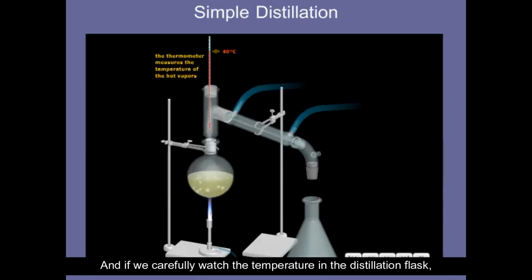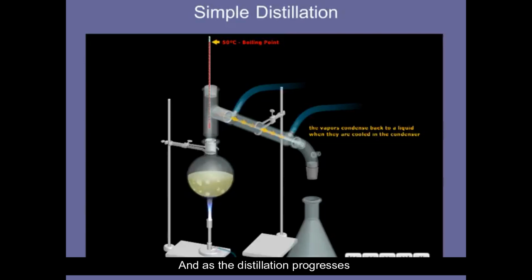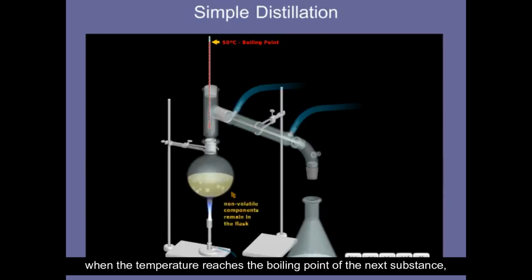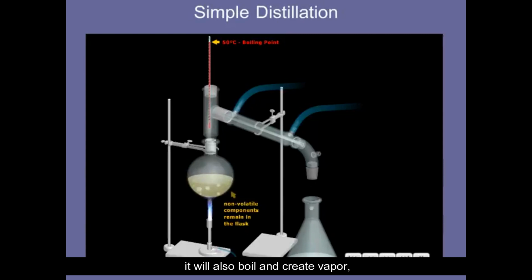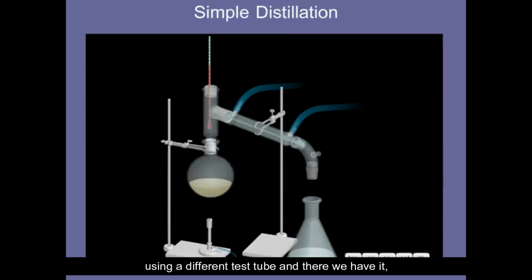And if we carefully watch the temperature in the distillation flask, we can get a purified substance and we can separate the two liquids properly. As the distillation progresses, the temperature inside the glass will also increase, and when the temperature reaches the boiling point of the next substance, it will also boil and create vapor, and will also be cooled in the condenser and can be retrieved using a different test tube, and there we have it. We have separated the two different liquids using simple distillation.